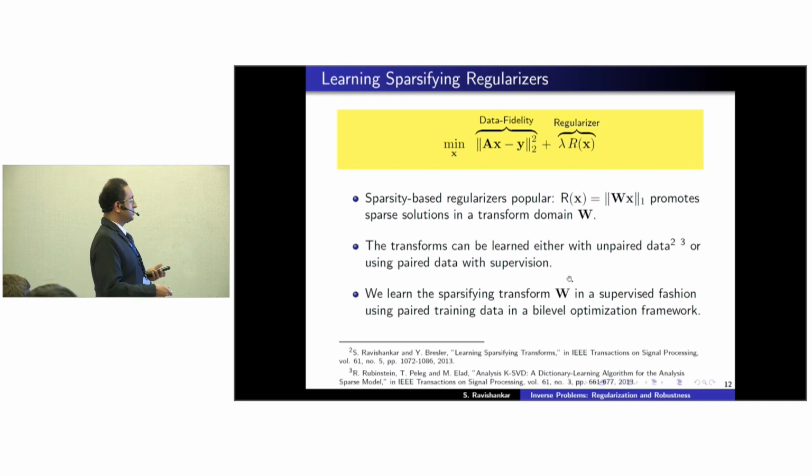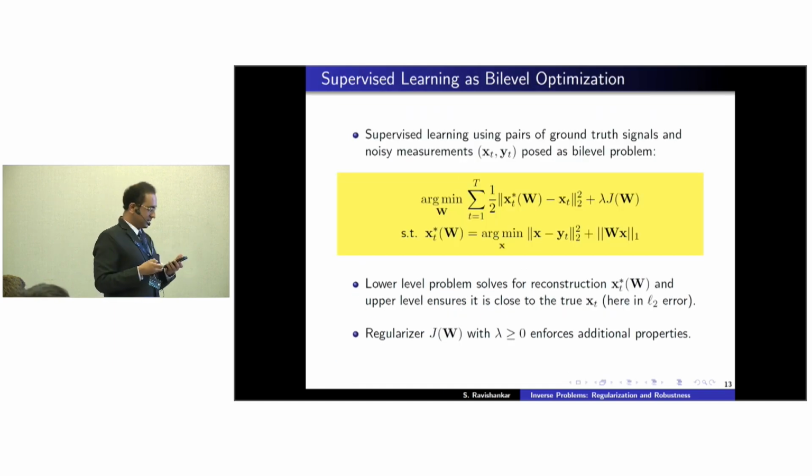What we are going to focus on is how we can learn these regularizers in a supervised way. If I have samples of noisy images and corresponding clean images, can I learn regularizers that, when plugged into this optimization problem, would give the best reconstructions? That leads us to this supervised way of learning regularizers, where I have a training set of noisy images and clean images. XTs are the clean images.